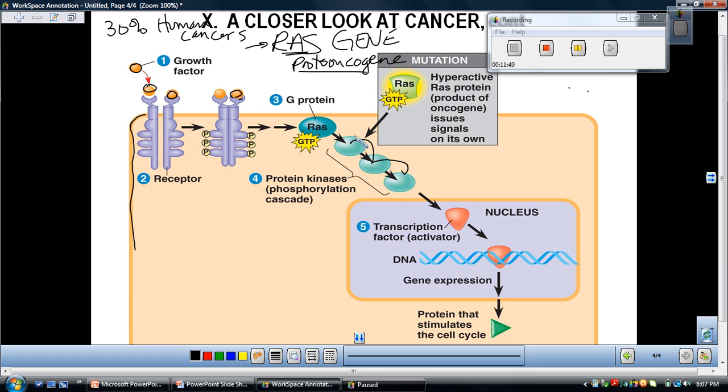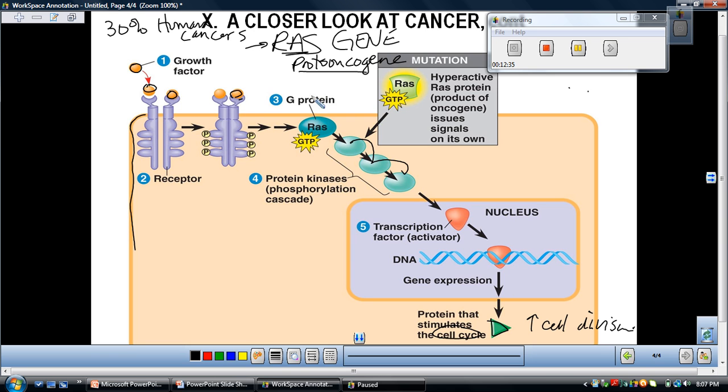He activates and passes it to these protein kinases, which then stimulate the signal down here for a transcription factor, which is an activator. That then activates gene expression, goes to transcription and translation. We eventually get proteins that stimulate the cell cycle. So this product down here, this little triangle, is going to cause an increase in cell division. So this is the normal operation you see here.